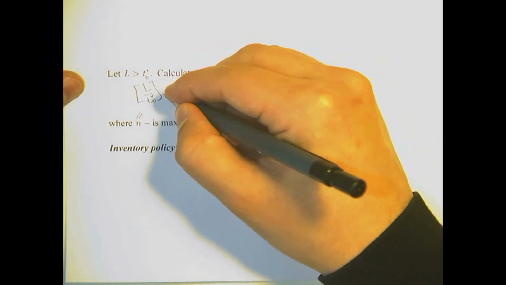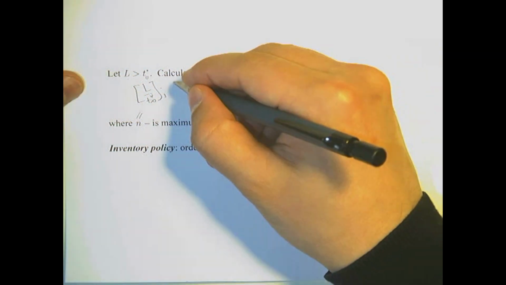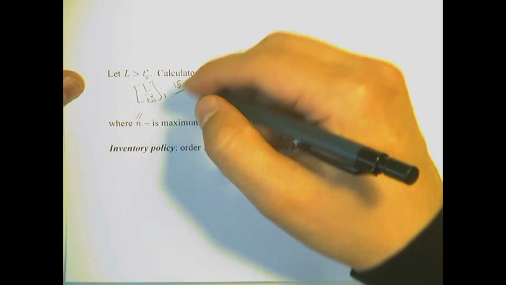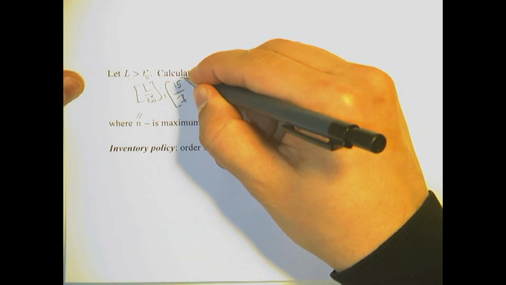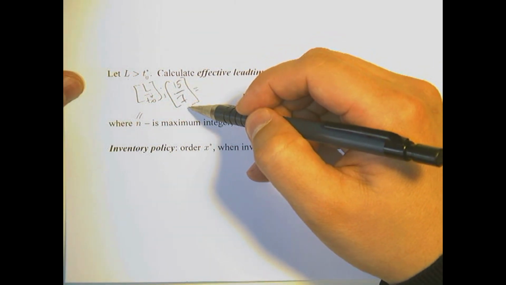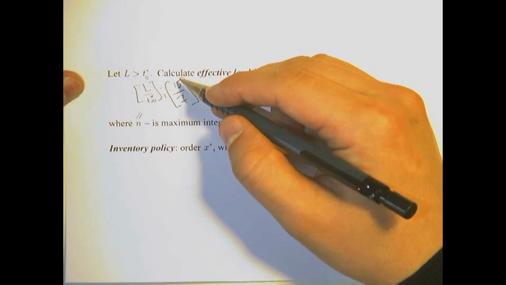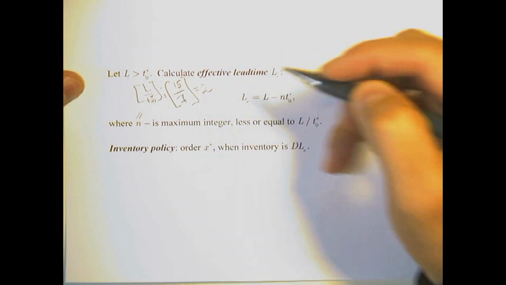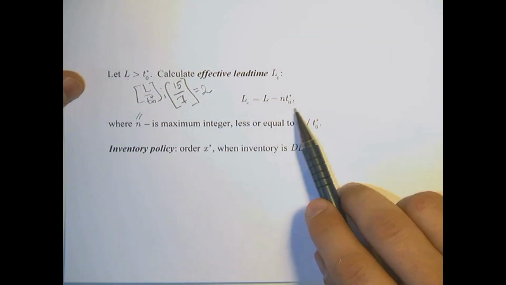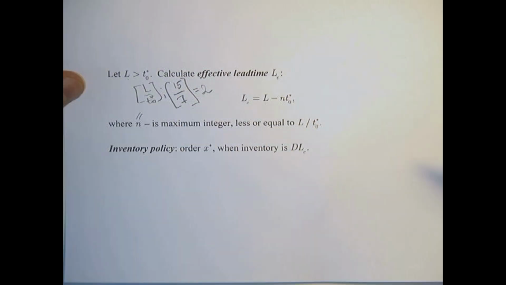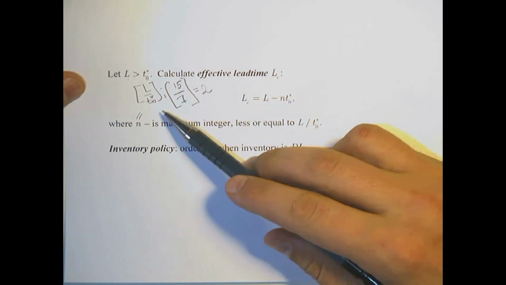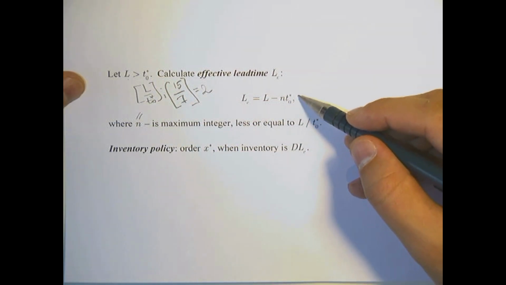And if we consider an example, for instance, lead time is 15 days, but the economic order period is 7 days. So let's consider the maximum integer part of this fraction. 15 over 7 is 2 point something, but the integer part is 2. So it means that this formula is lead time minus 2 times 7. So effective lead time is lead time minus N, which we found by this formula, times the economic order period.